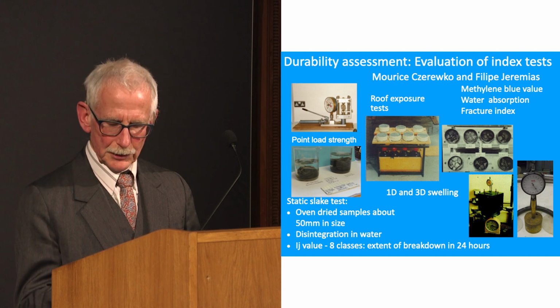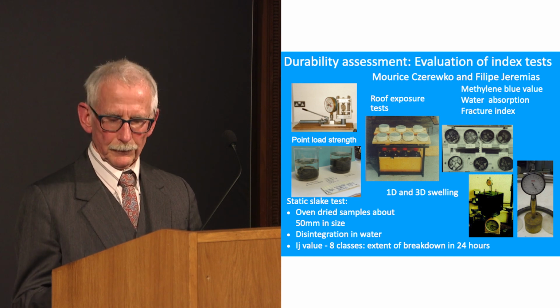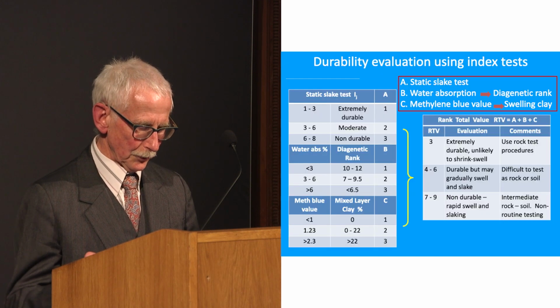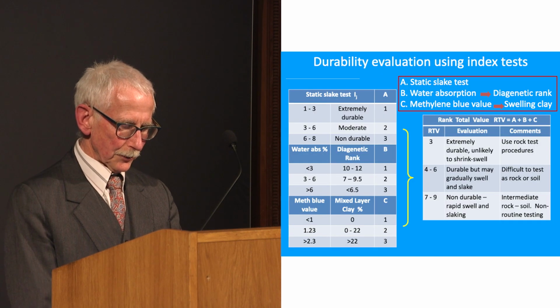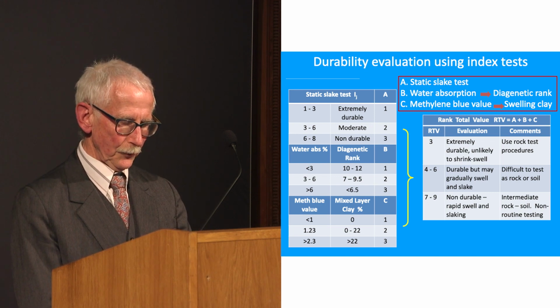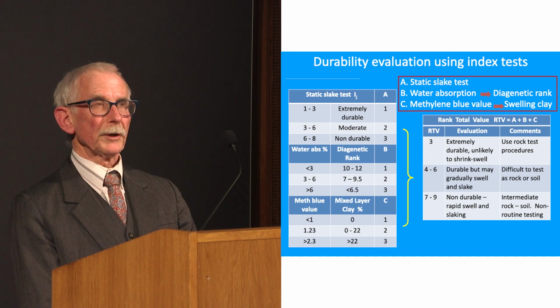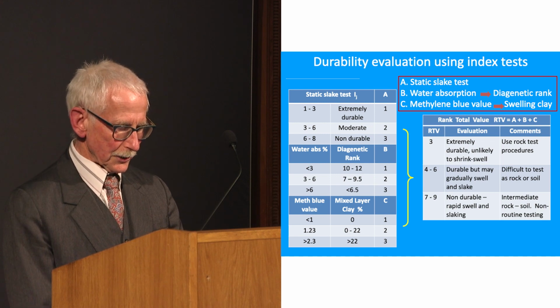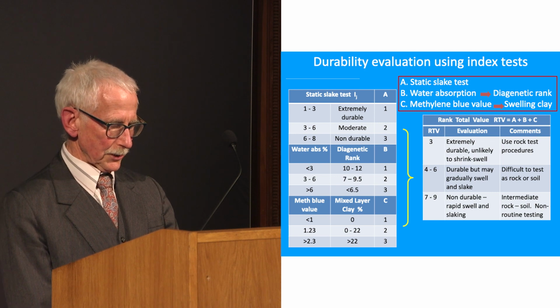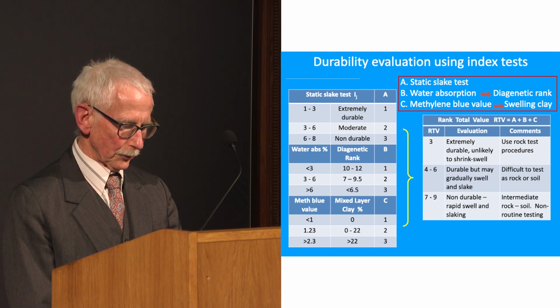So carrying out those tests and then looking to combine them so that we could get an assessment of durability. And this compares the results of the full mineralogical and textural assessment, index tests, and roof weathering trials, which were all in agreement with each other, whereas the standard slate durability tests didn't really reliably distinguish intermediate and non-durable materials.